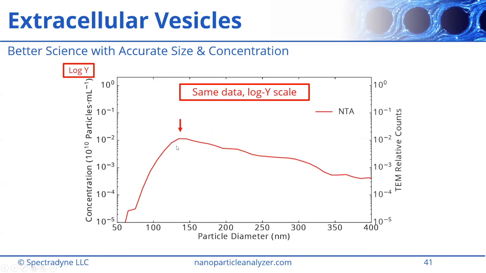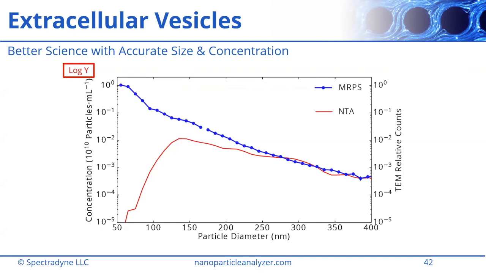As a careful scientist, you take the same sample and you measure it on an orthogonal measurement technique. Luckily, you have one of Spectradyne's tools in your lab, and you measure it by MRPS. And here you see something very different, right? Now the particle size distribution keeps on increasing with a roughly power law size distribution, dependence of concentration on size, all the way down to the detection limit of this technique. And so what's happening here, and which one is right?